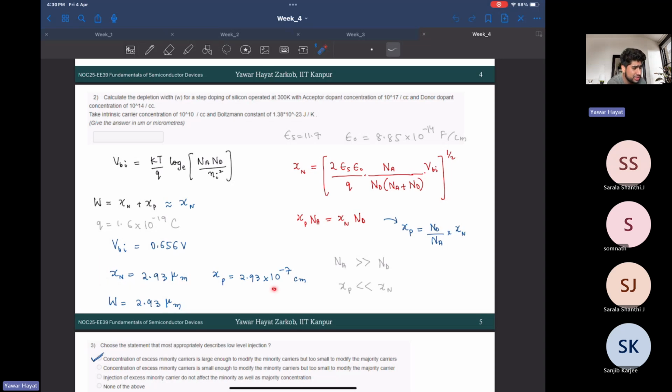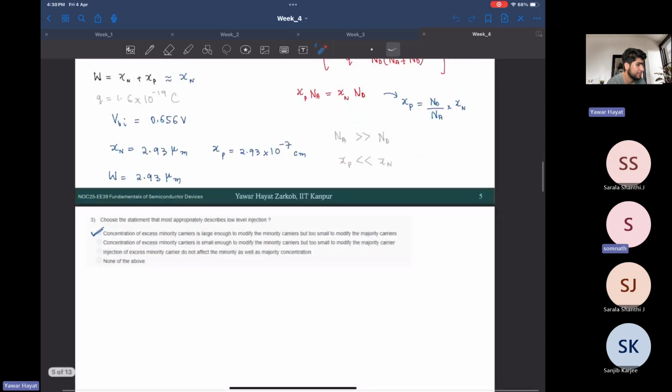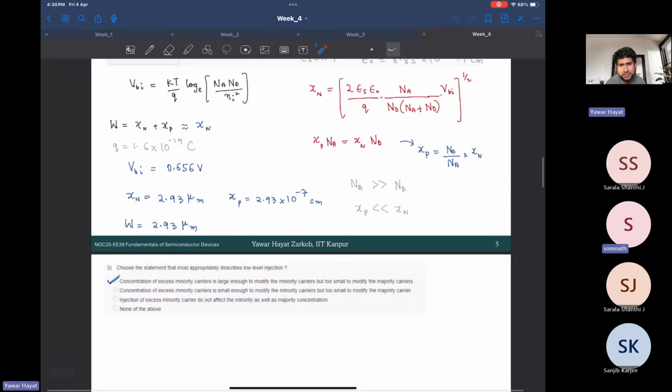Why? Because this is how much? Your Xn, what is the order? Here they are differing by an order of 1, right? Your Xn is 10 times bigger than Xp, isn't it? Xn is 10 times bigger than Xp. Minus 6 or minus 7, you can calculate that.